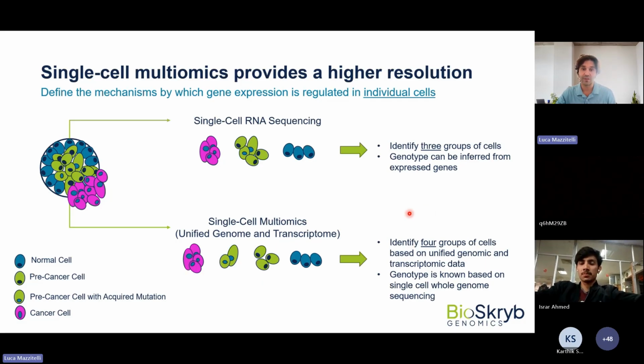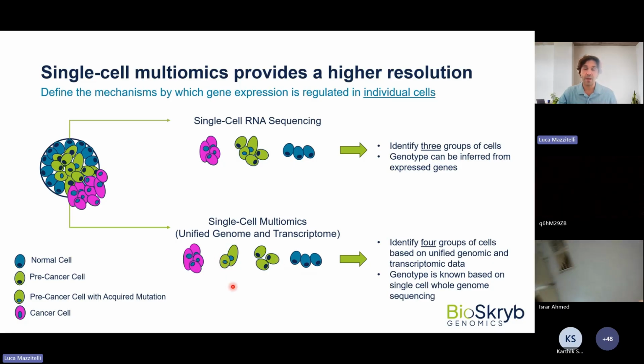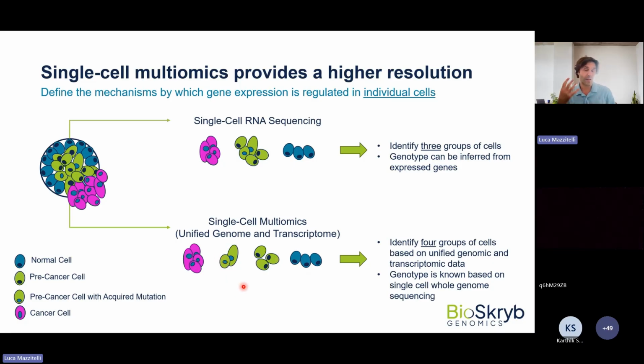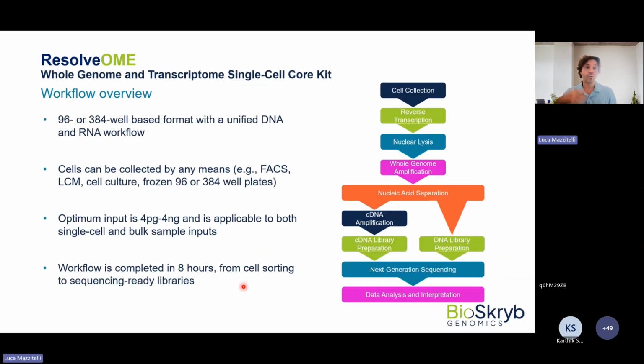So you are able to identify 4 groups of cells based on the information coming from the genome and the transcriptomic data. And the genotype is actually known. You don't have to do any analysis or in silico analysis to get the information of the whole genome sequencing. So ResolveDNA is the solution that helps you to perform this type of analysis.